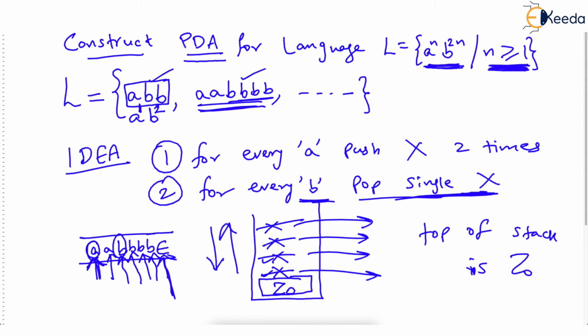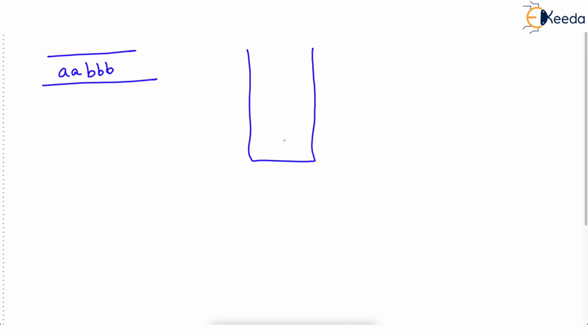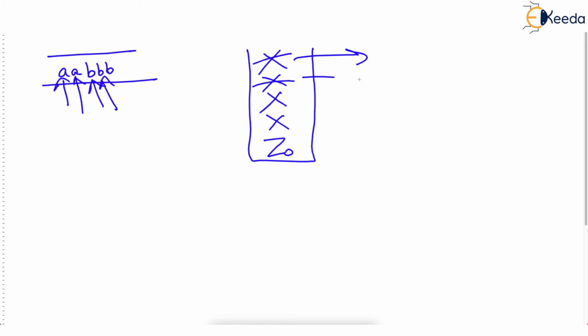Just as an example, just watch, what if the input string was like this, double a and triple b. Now this is wrong. This is invalid. So the PDA should reject such a string. What will happen is the stack will contain Z0 initially. For the first a, we are going to push x 2 times. For the second a, we are again going to push x 2 times. And for each b, we are going to pop x only once. Just check, there are 3 occurrences of b. So we will pop x thrice.